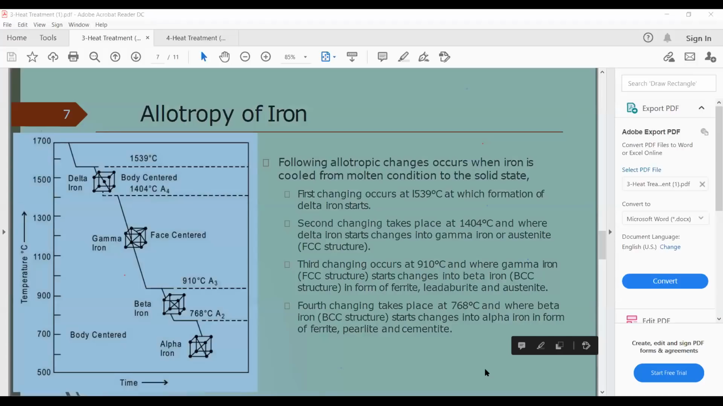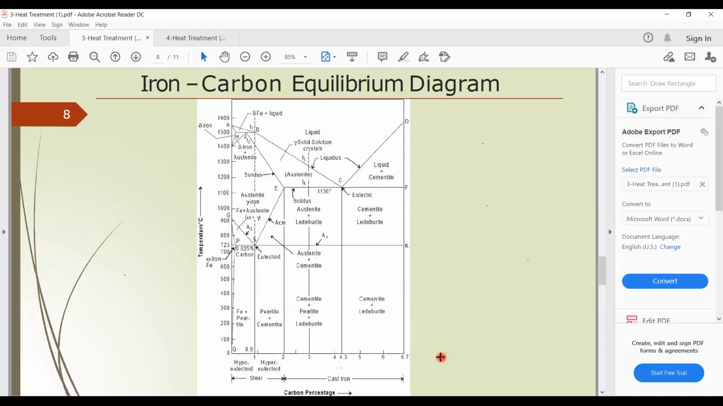Okay, then we'll continue with this iron carbon equilibrium diagram. So this is the temperature versus percentage of carbon graph, but this is the fully complex iron carbon equilibrium diagram. This shows what happens when the percentage of carbon increases or when the temperature of the steel increases. But there are some important points here. That is what you need to understand and memorize.